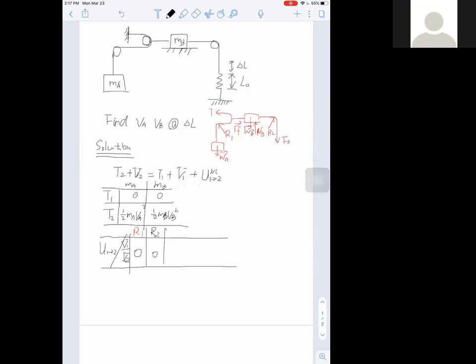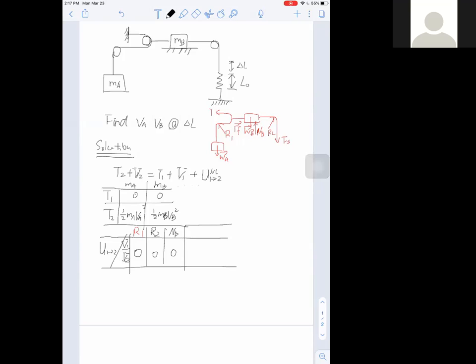And now let's look at another force. Let's look at the normal force of block B first. The normal force of block B is pointing upwards, but are there any motions in that direction for block B? No, block B only moves in the horizontal direction. Therefore, the work done by N, the normal force of B, equals 0 as well.